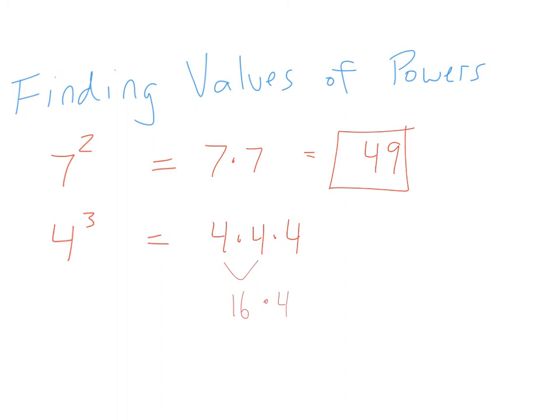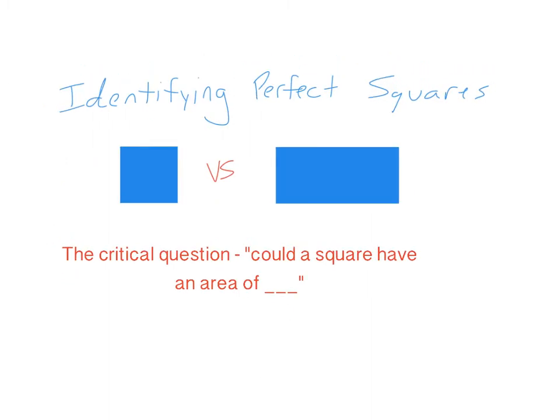Well, 16 times 2 is 32, and 32 times 2 is 64. So 4 to the 3rd is what? 64. All right, hopefully you're getting a handle on this. Now we're going to talk about identifying perfect squares, okay? So what I mean is literally a square versus something that is not square or a rectangle, okay?